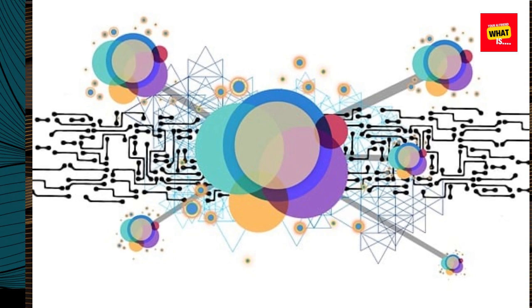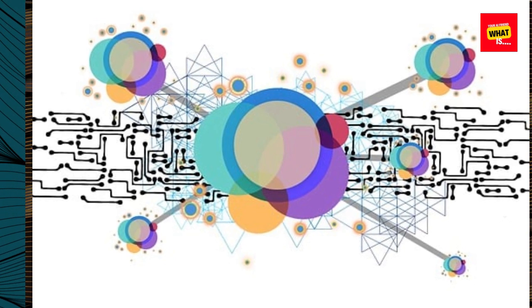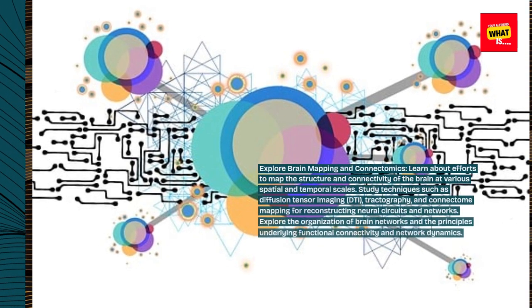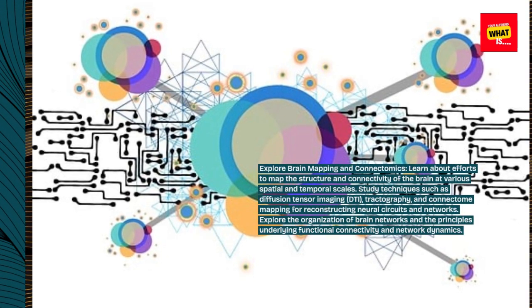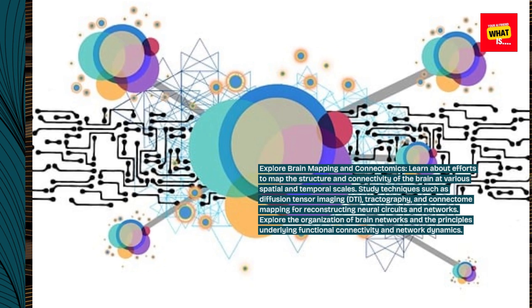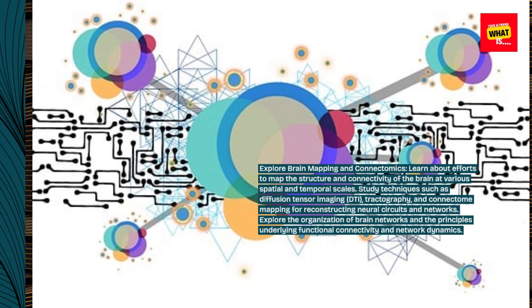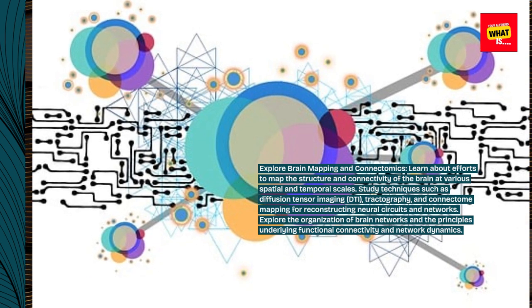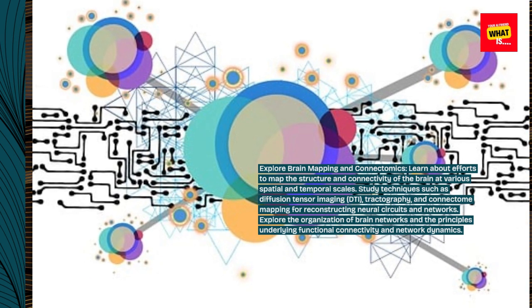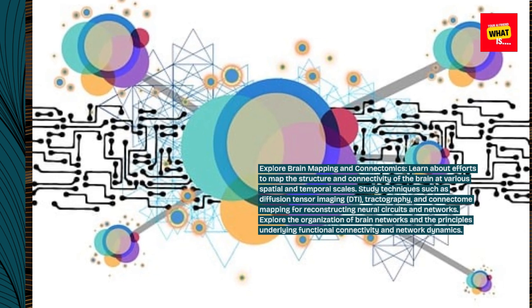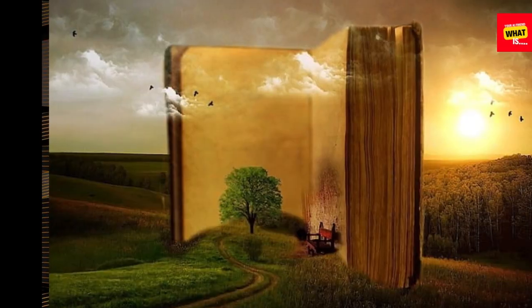Explore brain mapping and connectomics. Learn about efforts to map the structure and connectivity of the brain at various spatial and temporal scales. Study techniques such as diffusion tensor imaging, DTI, tractography, and connectome mapping for reconstructing neural circuits and networks. Explore the organization of brain networks and the principles underlying functional connectivity and network dynamics.